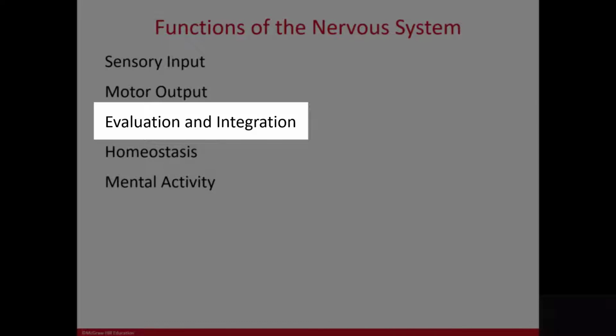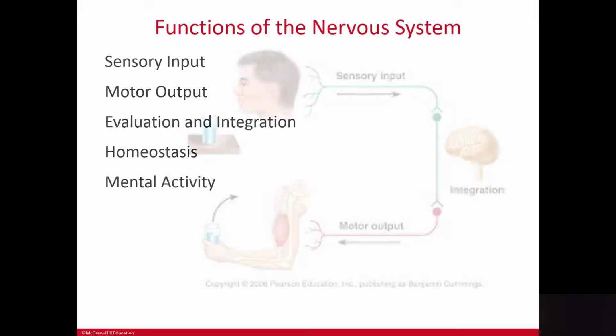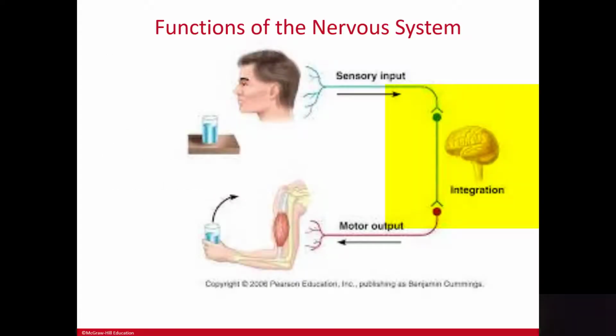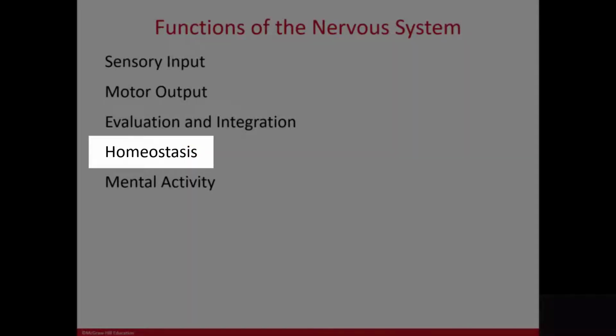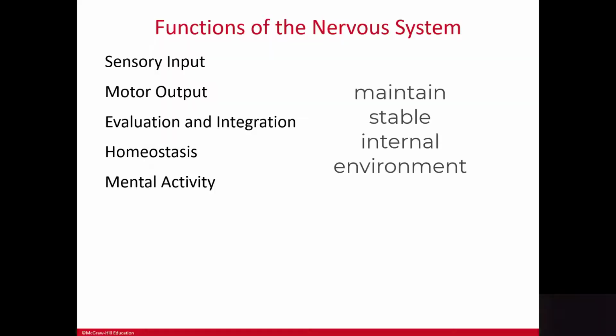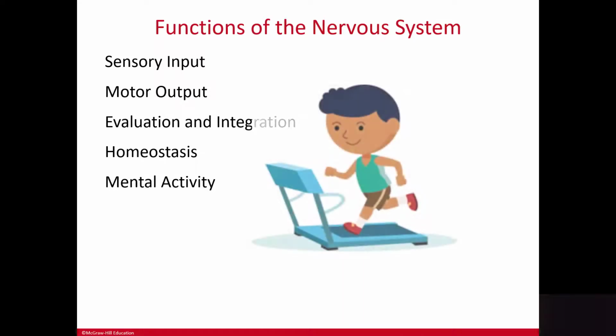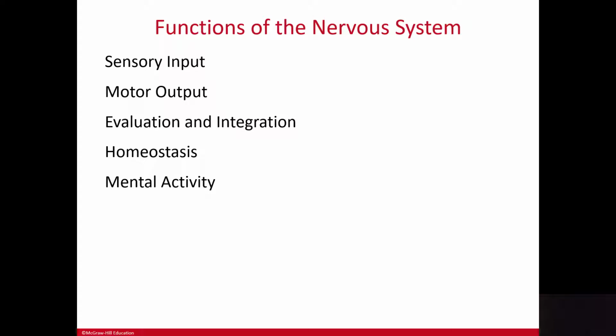Evaluation and integration involves taking sensory input, initiating a motor response, and then storing that event as memory for later use. Homeostasis you probably learned about in anatomy class, and we'll talk more about it in later chapters, but this involves maintaining a stable internal environment. For example, if we start running, our muscles demand more blood and more oxygen, and our bodies respond by dilating blood vessels and airways and causing our hearts to beat more quickly. These responses are regulated by the nervous system.